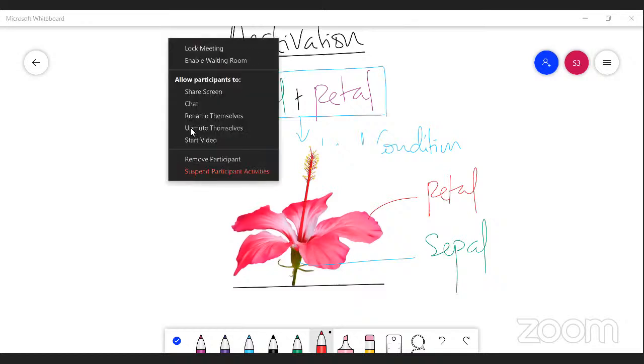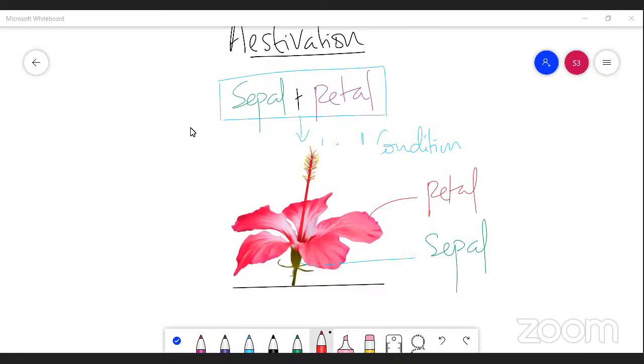Dear students, did you understand about aestivation? Yes, sir. What do you understand about aestivation? The arrangement of sepals and petals in a bud. The arrangement of sepals and petals in a flower bud. If you take any flower, how the sepals and petals are arranged in that manner is said to be simply aestivation. Okay, very good.